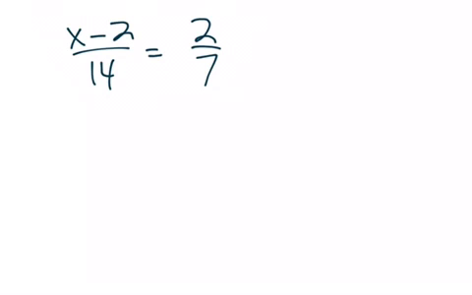Gotcha. Okay, good. Yeah, that's one way we could do it. We multiply by 14, cancel out that 14. Now we got the x minus 2. And we can multiply by 14 on the other side as well. Excellent. Good. Okay, what's another way we could do that?